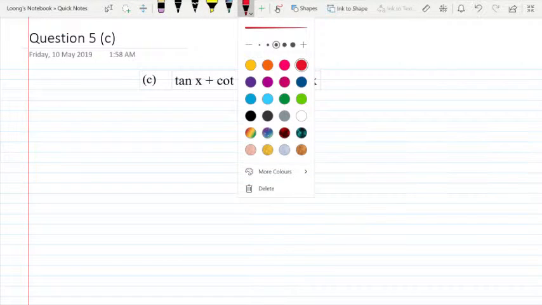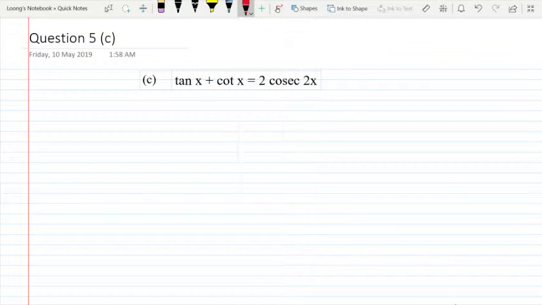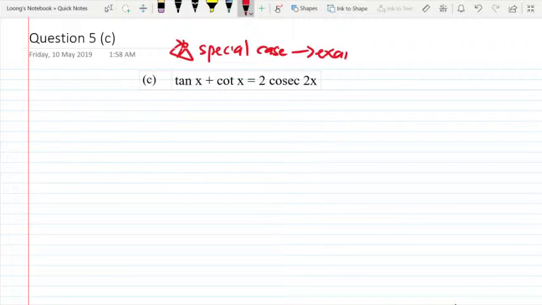And now is question number 5C. 5C is quite important, as I need all of you to take note of it, as this is quite a special case. This case comes up in the exam quite often, and often students can't solve it because they just get lost halfway through. So really you need to be extra careful. And this is special because it uses both sides of the equation.